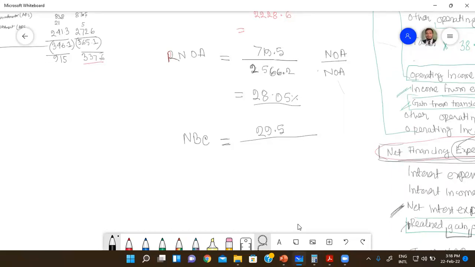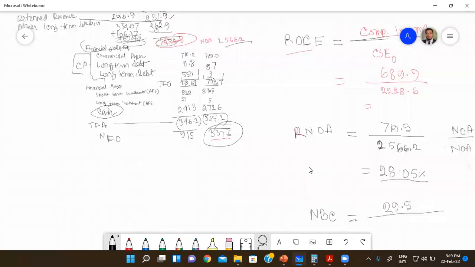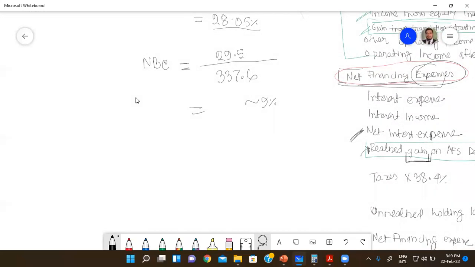We have been asked to take the beginning number. So here it would be net financial obligation of 2006. You can recall that we have net financial obligations of 337.6. So here we are measuring 337.6. So it will be net borrowing cost. So it indicates that the firm is incurring approximately 9% for its financial obligations. Okay.